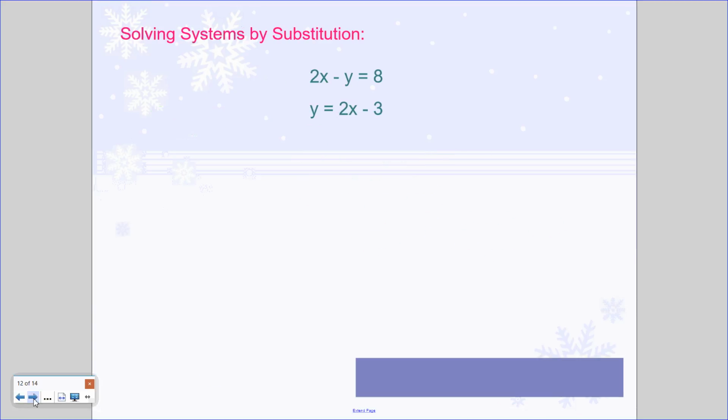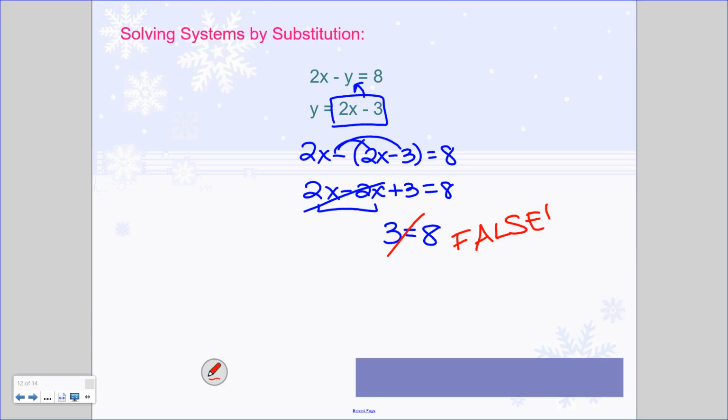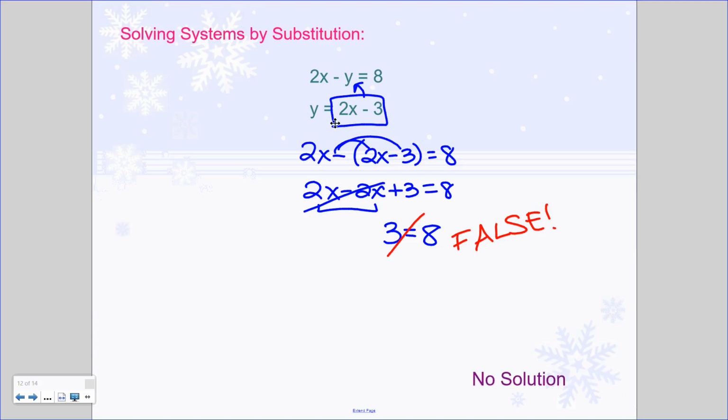Okay, and for this last example, again, we already have y isolated, so let's replace it into the top equation. Put parentheses around the 2x minus 3 that you are replacing y with, because we need to distribute that negative. And again, 2x minus 2x goes away, so we're left with 3 equals 8. Now this time, this is not true, this is false. 3 does not equal 8. So this is an example of parallel lines, or no solution.